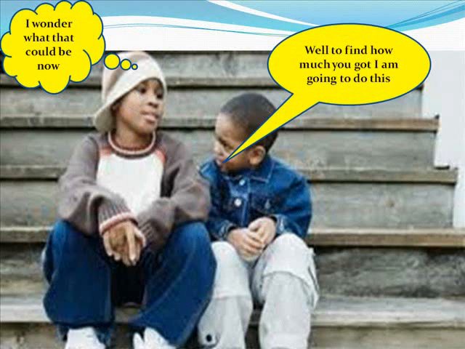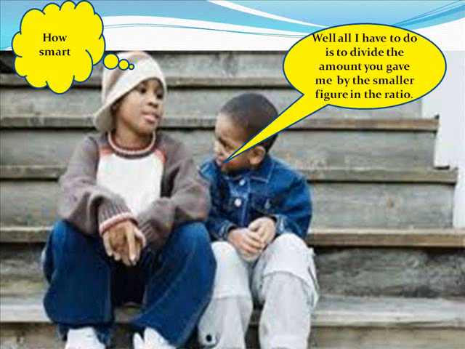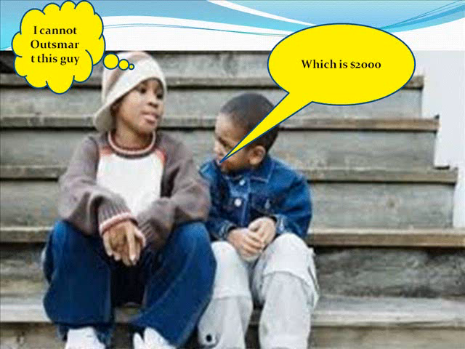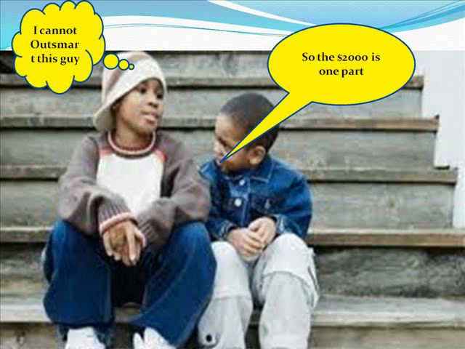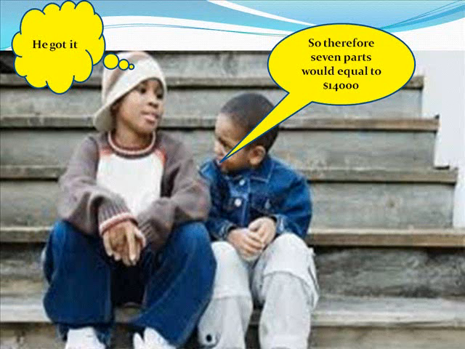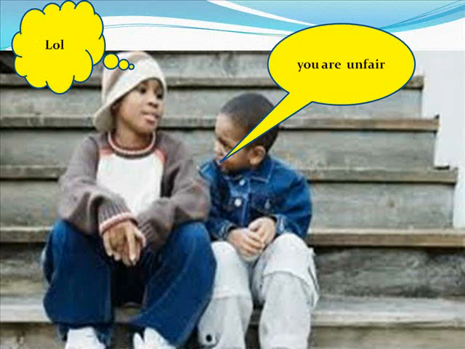Well, to find how much you got, I'm going to do this. All I have to do is divide the amount you gave me by the smaller figure in the ratio. So I divide $6,000 by 3, which is $2,000. So the $2,000 is 1 part. So therefore, 7 parts will be equal to $14,000. You are unfair.